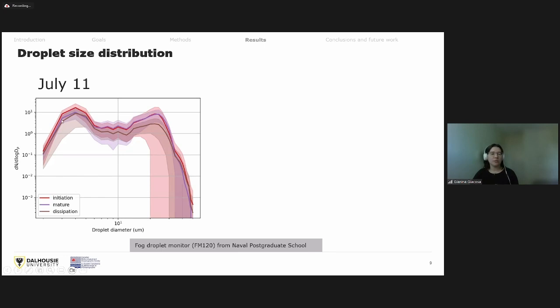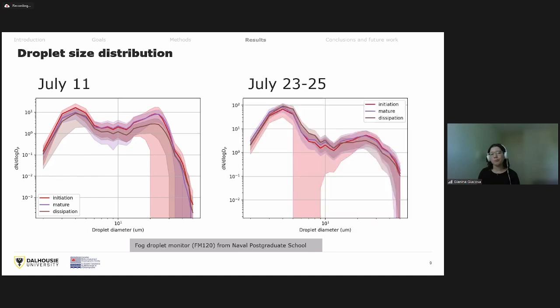However, the concentration of the droplets associated with this small peak starts to decrease from the beginning of the fog up to the dissipation stage of the fog. And the same thing happens here. The concentration of the larger droplets decreases from the beginning of the event up to the dissipation stage of the fog.